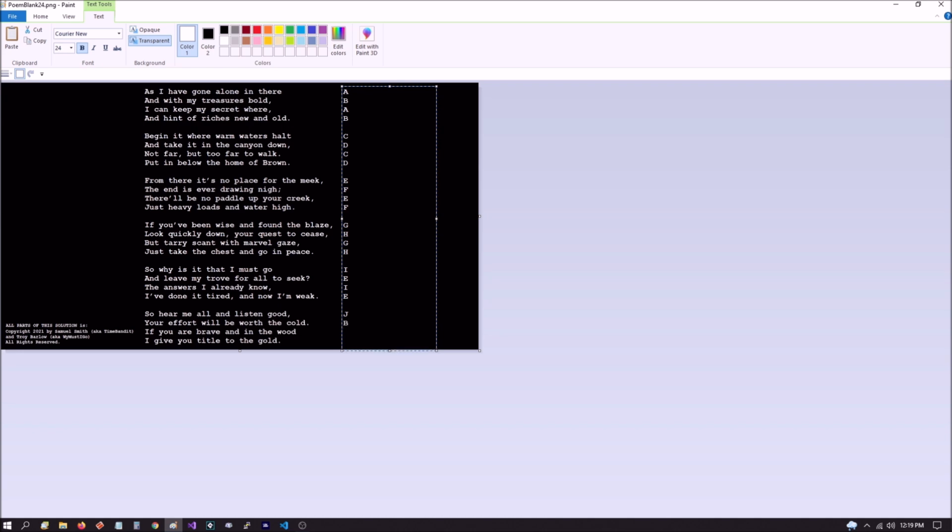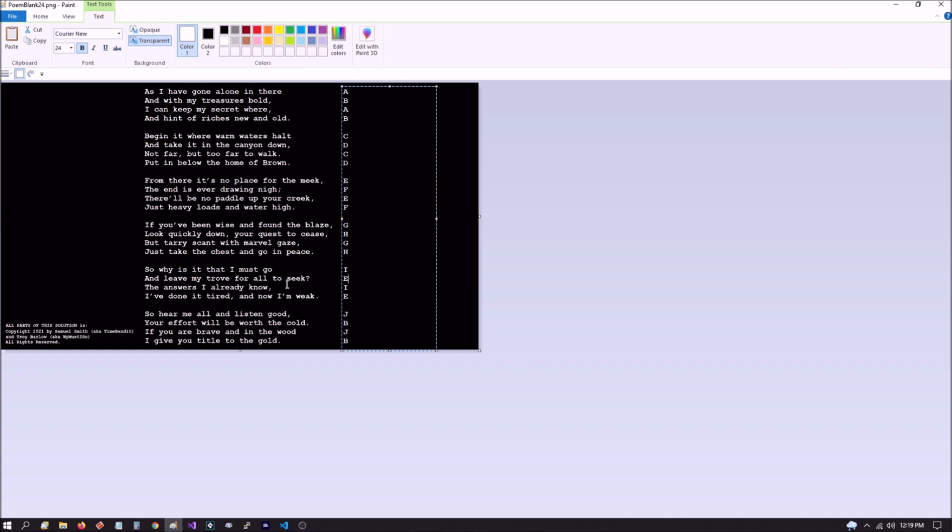Does wood rhyme with anything in the previous? J. So we get to gold. Does gold rhyme with any of the previous ones? Yeah, it rhymes with the B. So as you can see in the entire poem, once he gets to the fifth stanza, he starts with the second line of that stanza, hopping back up to from there, it's no place for the meek, right?